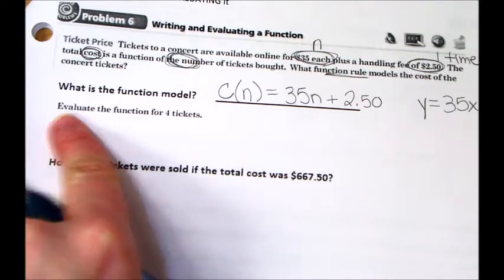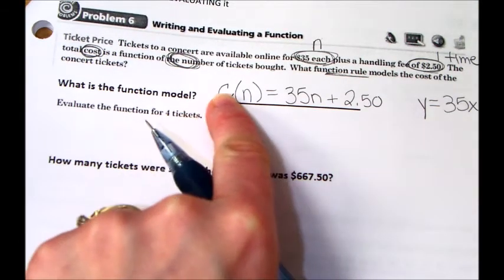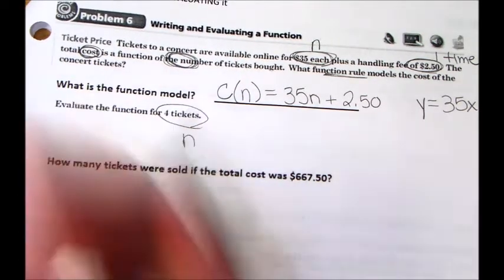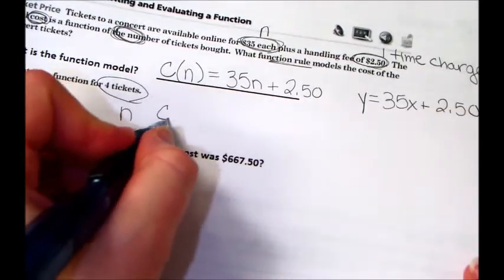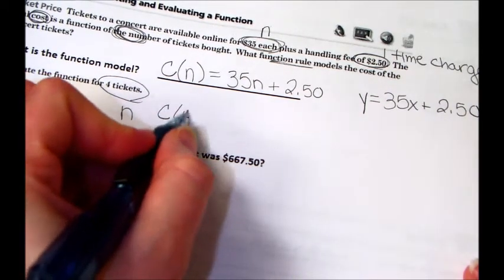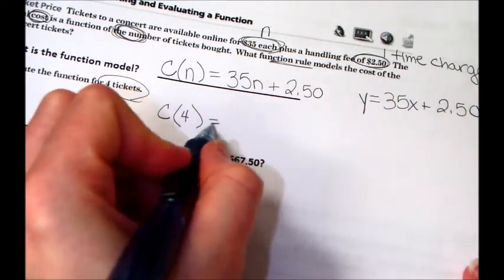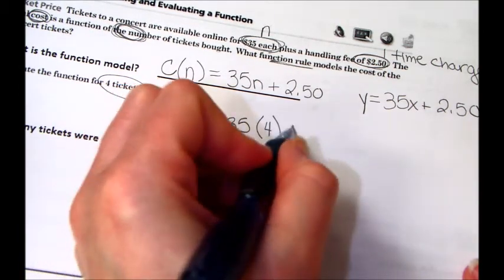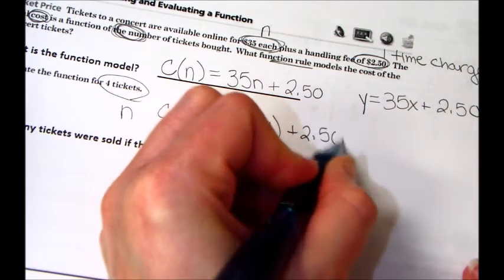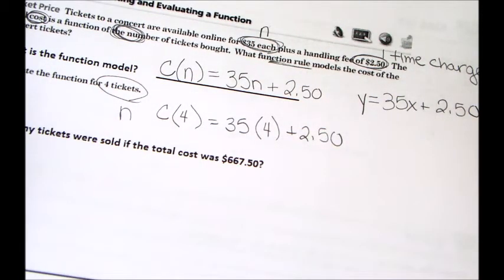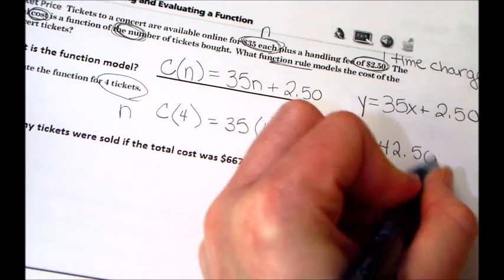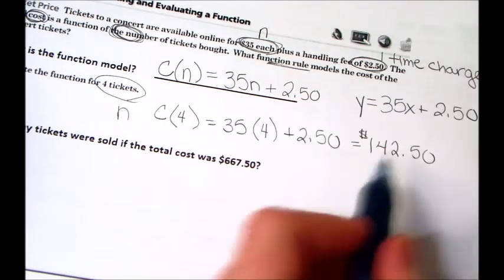So now what they want us to do is plug in 4 tickets. Well, does that go in for C of n or just n? It's how many tickets you bought, so it goes in for n. So I'll write my cost based on 4 tickets is 35 times 4 tickets plus $2.50, and then 35 times 4 is 140, and 140 plus $2.50 is $142.50. So that's your answer.